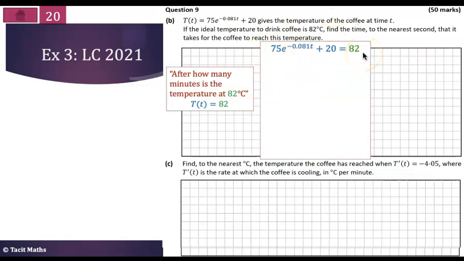Okay, and at Leaving Cert higher level, this should be a relatively easy equation to solve, right? It's an exponential equation. We're trying to get t on its own, so we get rid of the 20 first, take 20 from both sides, get rid of the 75 then by dividing both sides by 75, and this is where a Leaving Cert higher level student would have no problems.